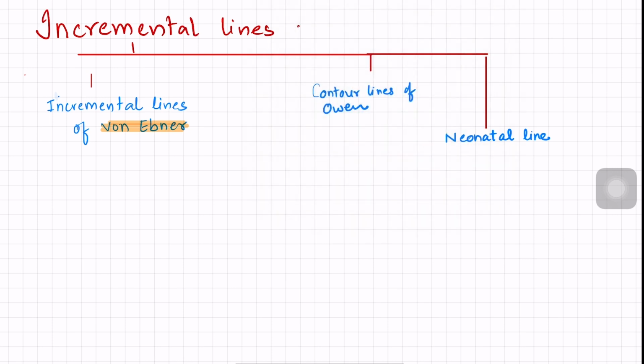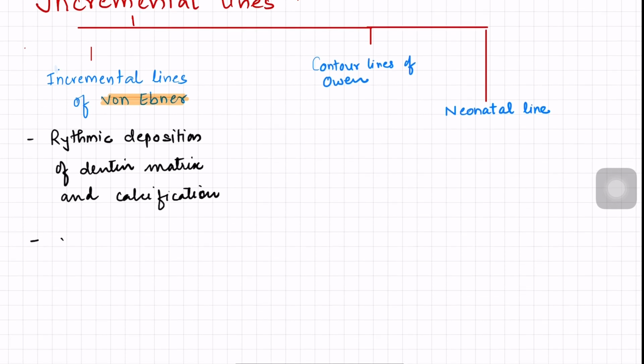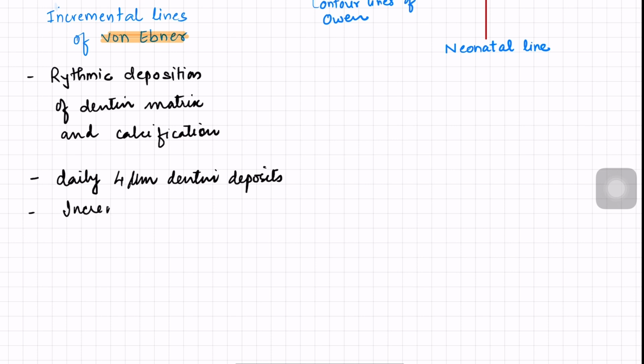The name of incremental line in dentine is incremental lines of von Ebner. Now it represents the rhythmic deposition of dentine on a daily basis. It is the dentine matrix. First the organic matrix is deposited and it is calcified. So rhythmic deposition of dentine matrix and calcification. And on daily basis, if you see, daily 4 micron meter dentine is deposited regularly. And it is the incremental lines which are formed, that is the increments formed of the dentine.